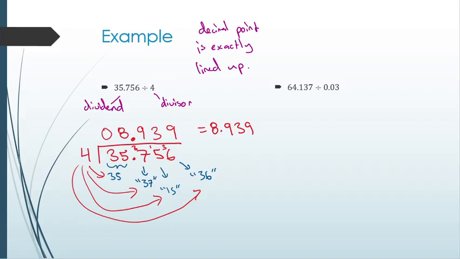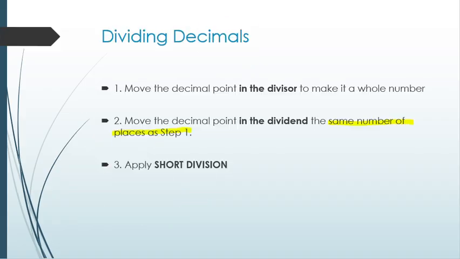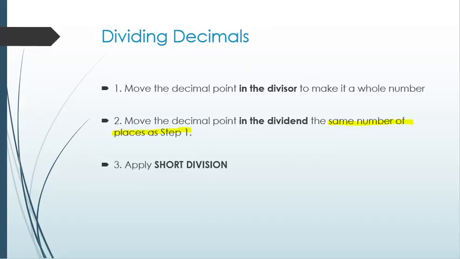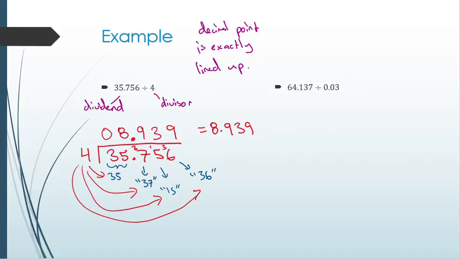Now the second question is where we're going to have to follow all 3 steps here. So let's get to it. So step 1, move the decimal point in the divisor to make it a whole number. So just to reiterate, this is divisor, this is dividend.